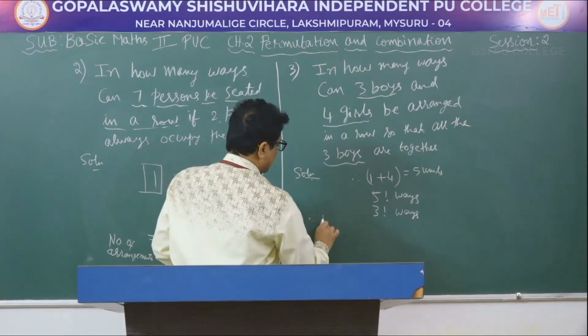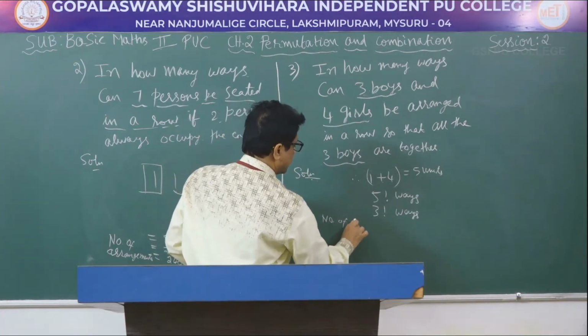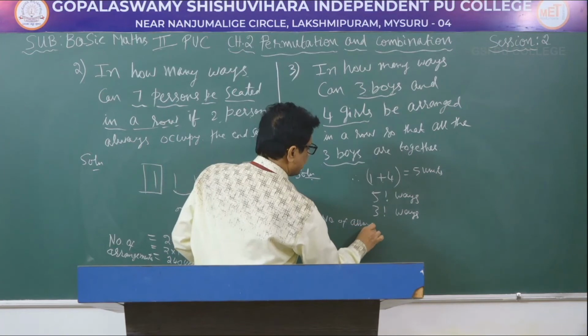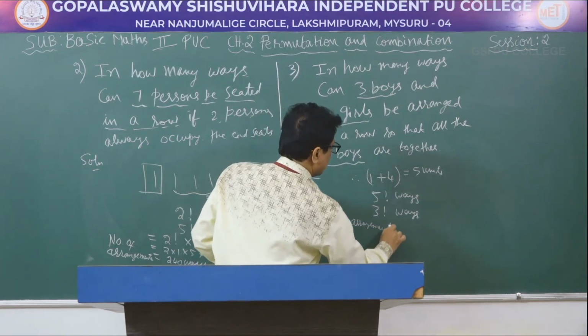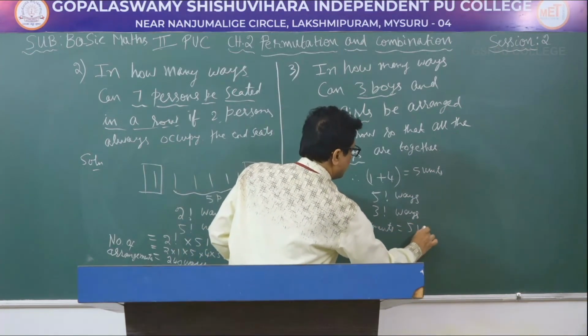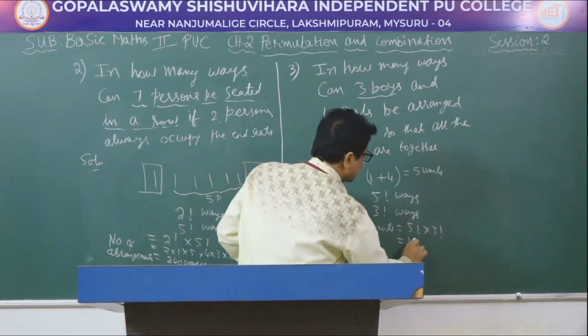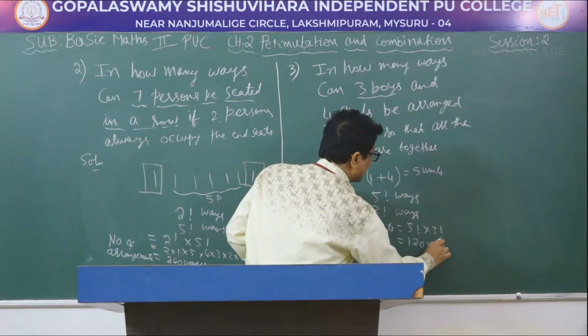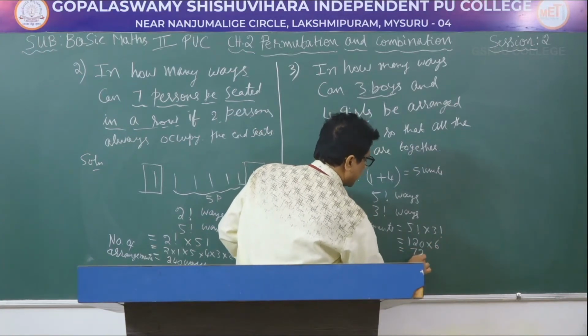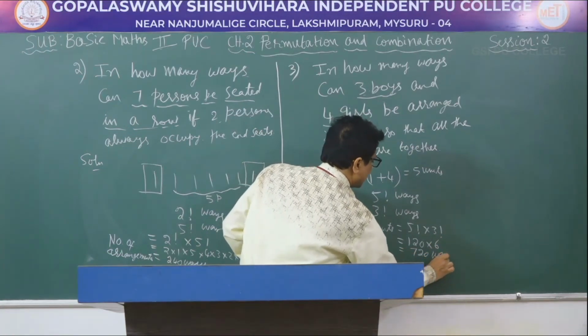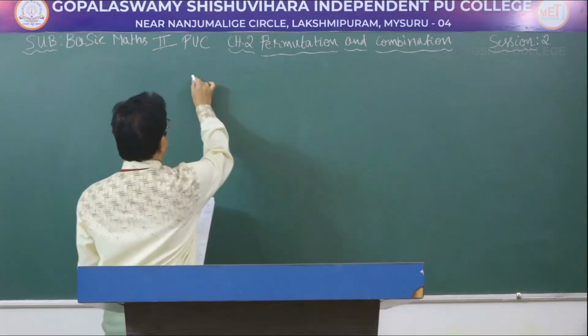Therefore, the number of arrangements will be equal to 5 factorial into 3 factorial. So 5 factorial is 120 into 3 factorial is 6. So it can be arranged in 720 ways.